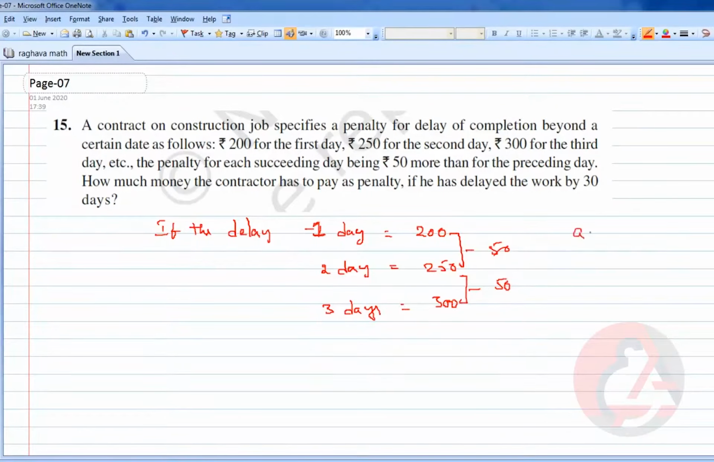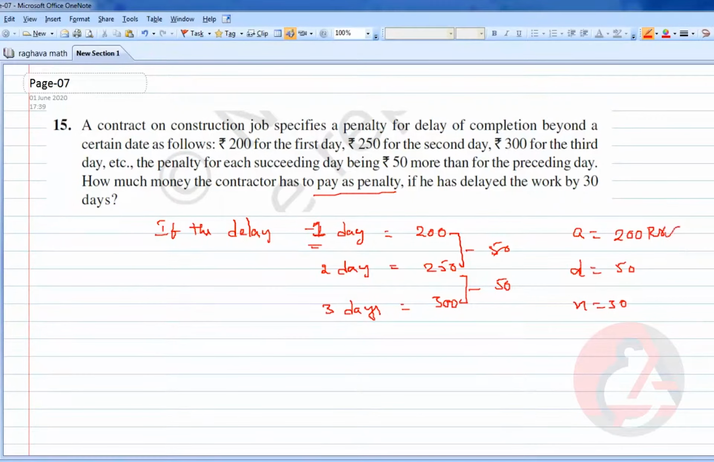So if we connect it to the arithmetic progression concept, on time there is no penalty. If the delay is 1 day, the minimum penalty is 200 rupees. If it is 2 days, it's not 400. Each and every day he is not collecting 200, he is increasing only 50 rupees per day. So how much money does the contractor have to pay as penalty if 30 days are delayed? So n is equal to 30.